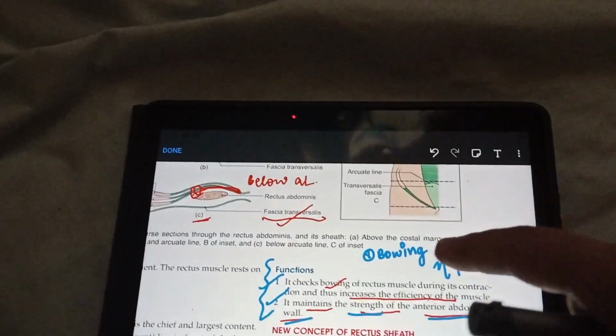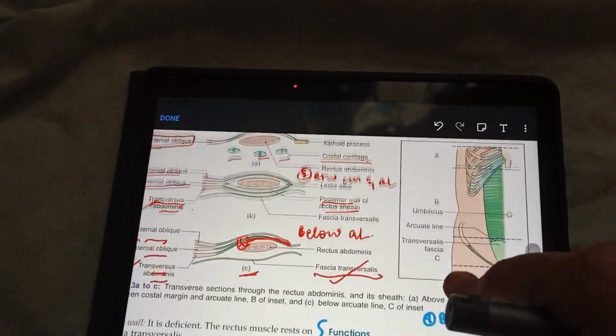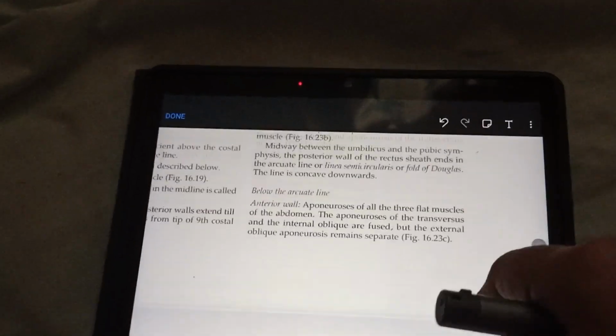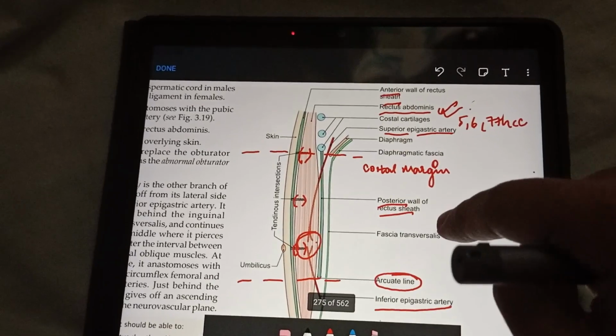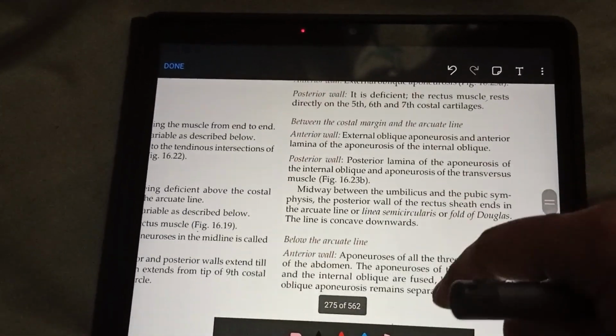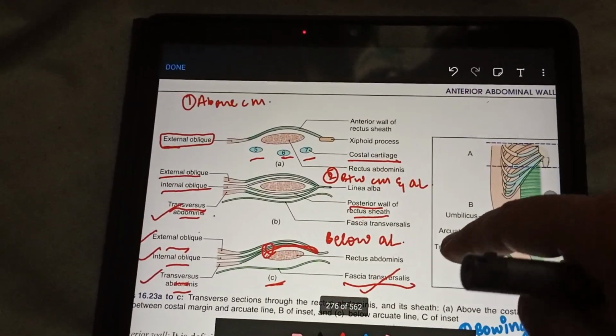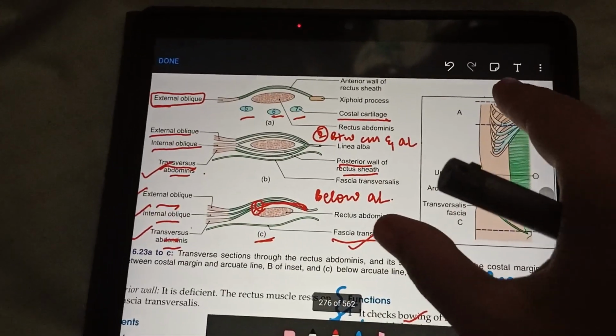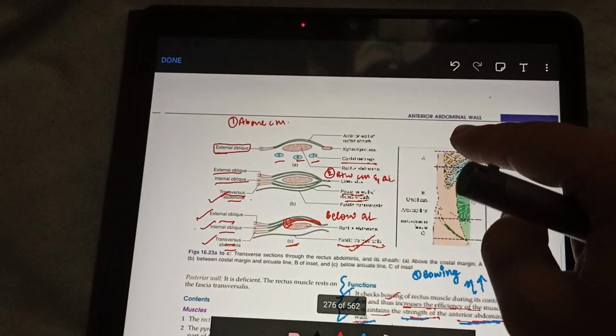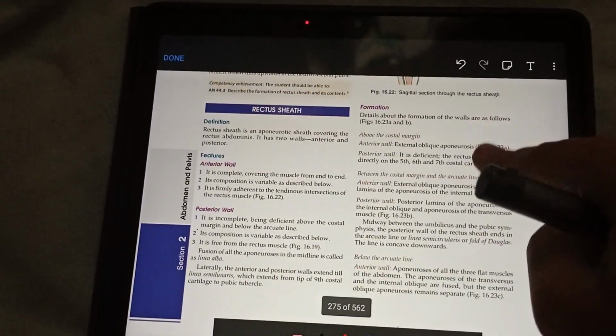Two important diagrams to keep in mind while answering on the rectus sheath are the sagittal section of the rectus sheath, this one here, and the other diagram, this one, the formation of the rectus sheath. So here comes to an end our topic of the rectus sheath. We are almost done.